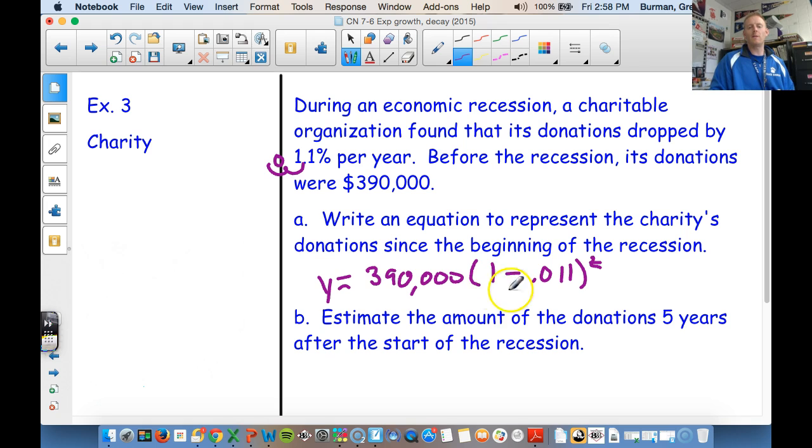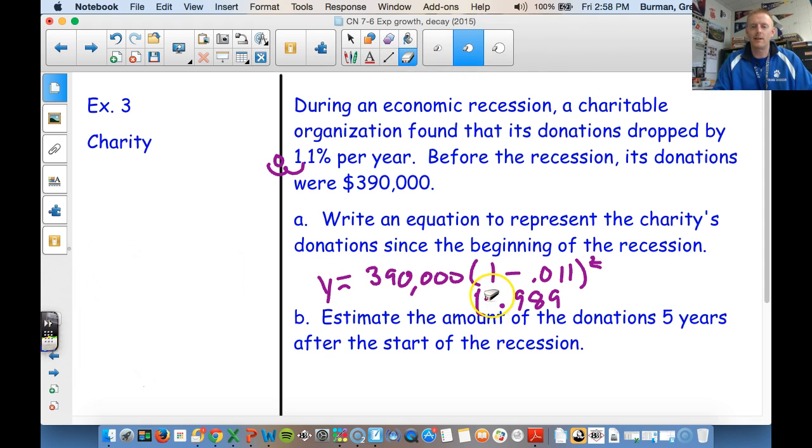Now, if you wanted to simplify that, you certainly could. That would turn into, just to double check, 1 minus 0.011. Okay, just want to make sure. So in your calculator, you have 0.989. Now, one thing you should notice is that decay formulas are going to have a number that is less than 1, and growth formulas are going to have a number that is greater than 1 in the parentheses, raised to the t power. So that's that simplified.